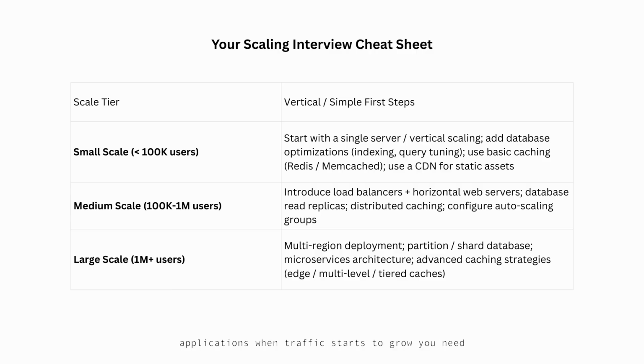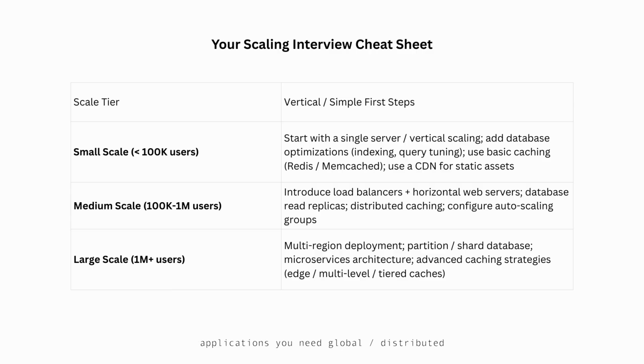For medium scale applications, when traffic starts to grow, you need horizontal scaling for stateless parts. Introduce load balancers, multiple web servers, maybe read replicas for your database, and a distributed cache to reduce database load. Also, auto-scaling groups to handle variation in traffic.